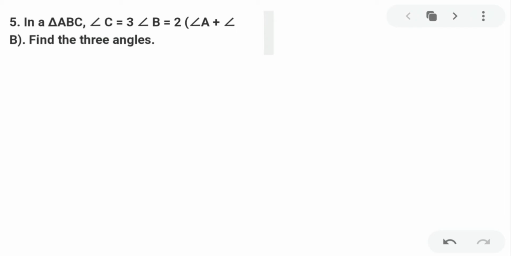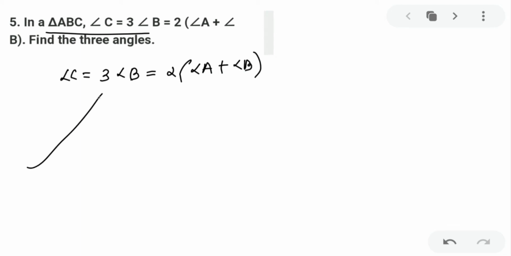This is question number 5 of exercise 3.7. It says in triangle ABC, angle C is 3 times angle B, which is equal to twice angle A plus angle B. Do you know that in a triangle we have 3 angles? You don't have the value given of any angle.